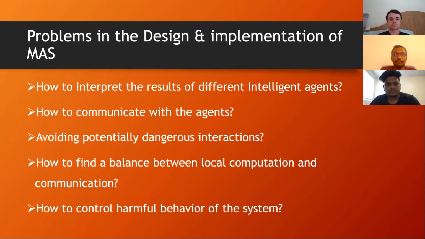That means we have to achieve our goals by avoiding the malicious operations between the agents. And the other thing is to find a balance between local computation and communications. If we don't control the tasks of multi-agents, it will be hazardous to the task.